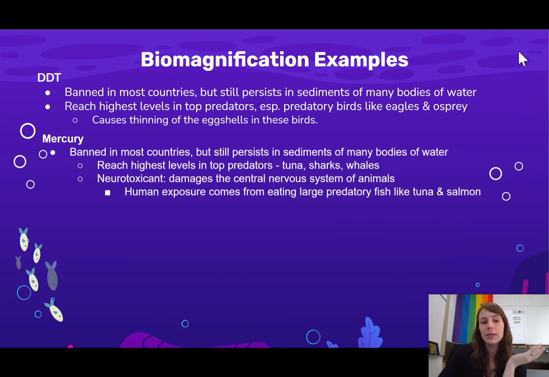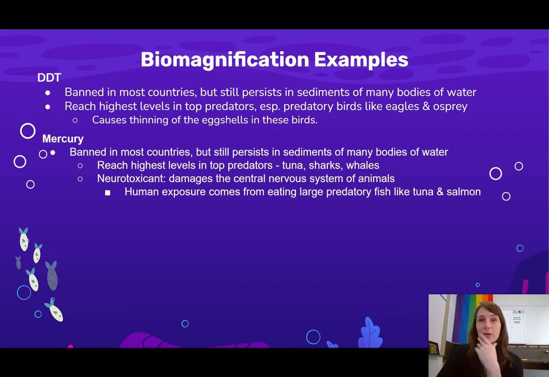Now, another example is going to be mercury. Mercury is not banned in most countries. I'm sorry, that is a typo, so do not write down this top one right here. I copied and pasted and I didn't delete it. I'm sorry, mercury is not banned.